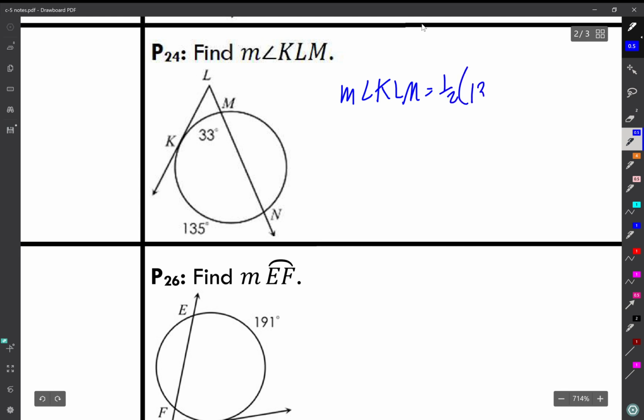So 135 minus 33 is 102. Then you're going to divide that by 2. We'll get that the measure of angle KLM is 51 degrees.